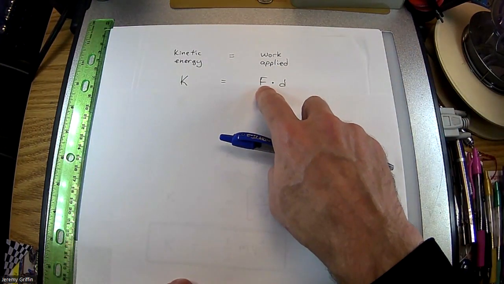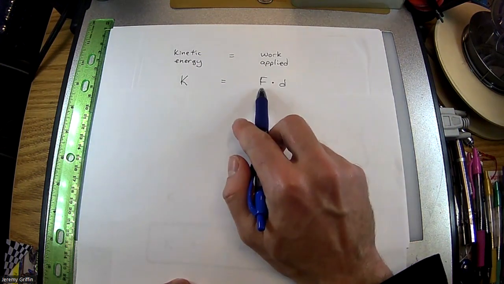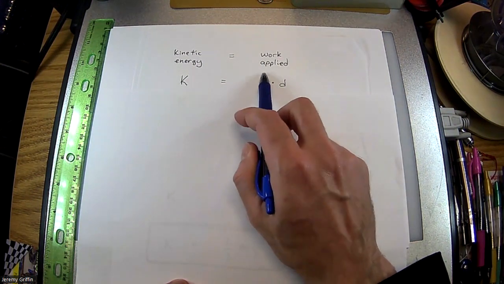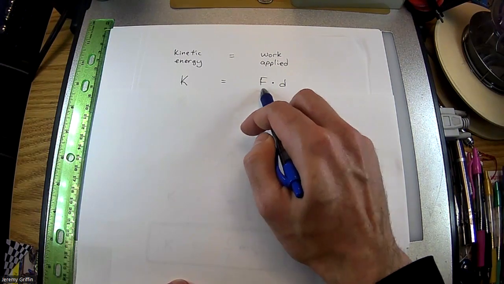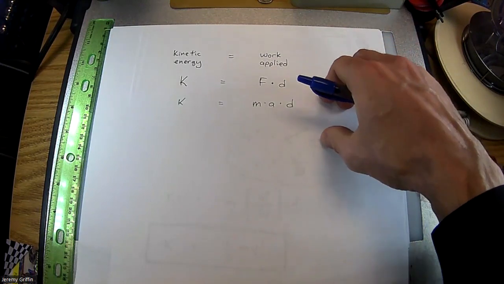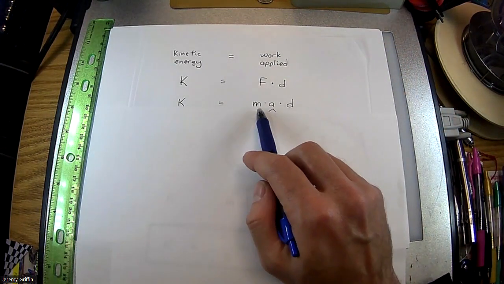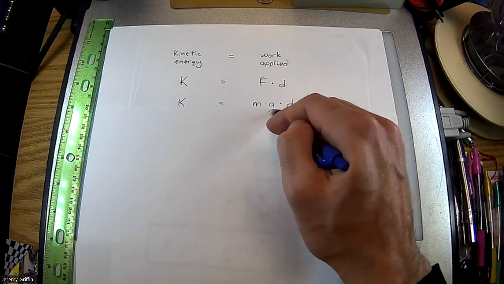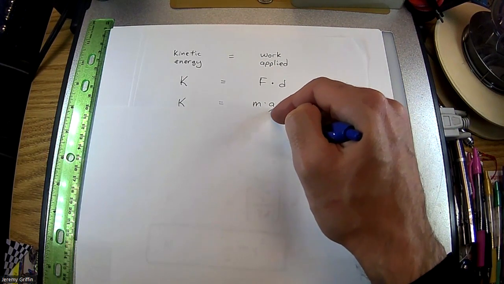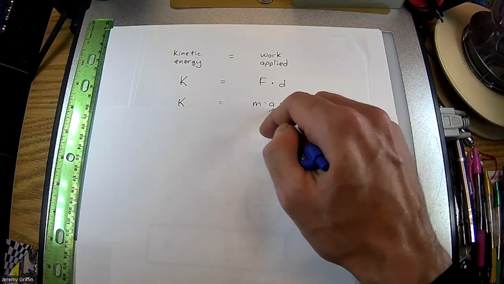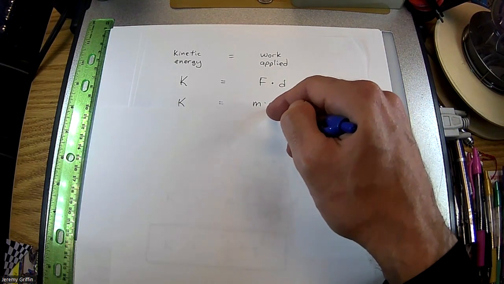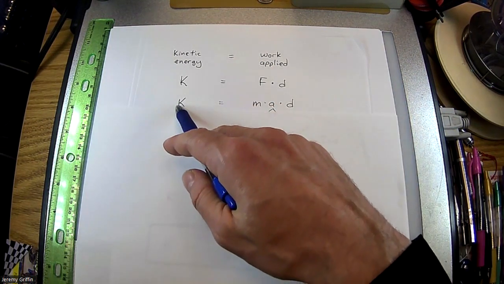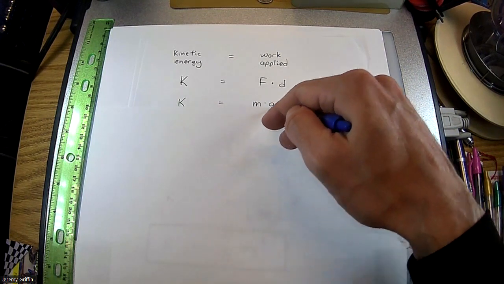Well, I know force times distance is going to be, what's a good substitution for force from Newton's second law of motion? Force equals mass times acceleration. Bam, that's my next substitution right here. Then for that acceleration, maybe I could go back and substitute in something related to the velocity that it ends up going, which is going to be part of this form of kinetic energy.